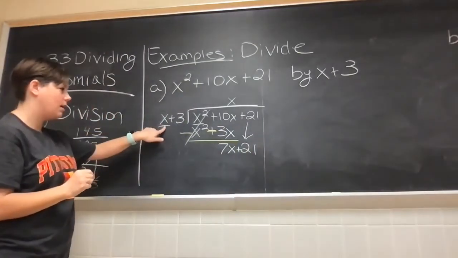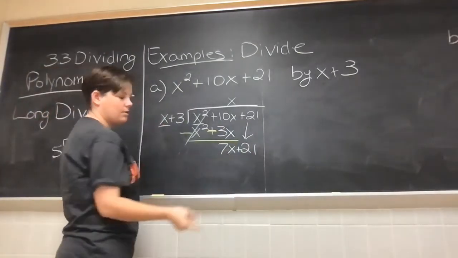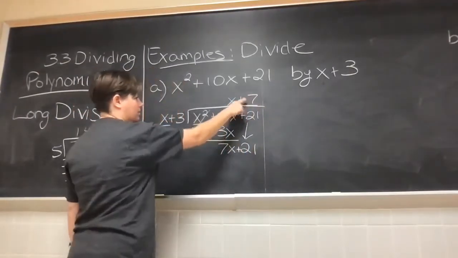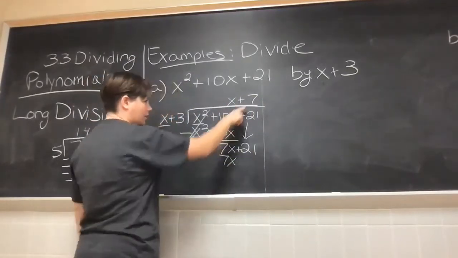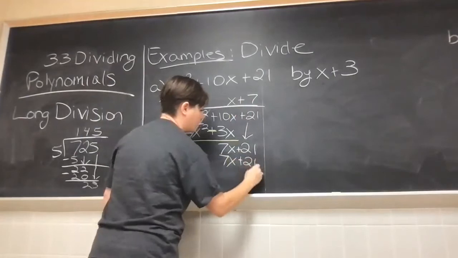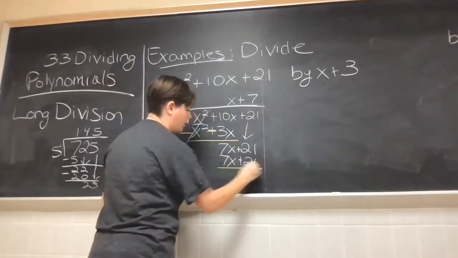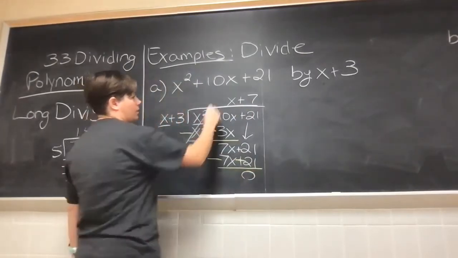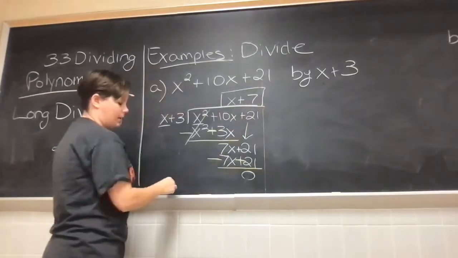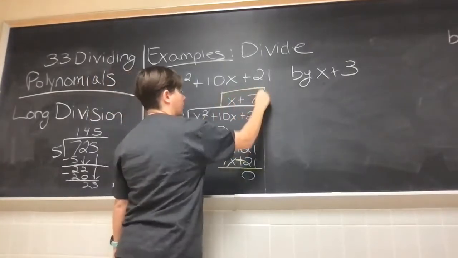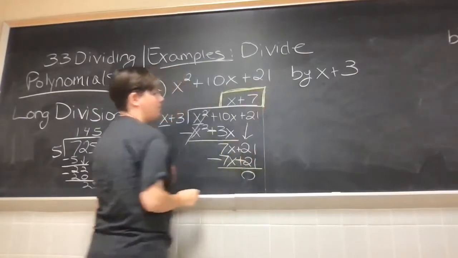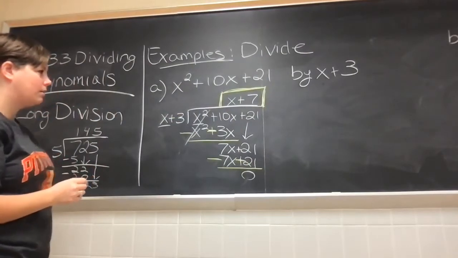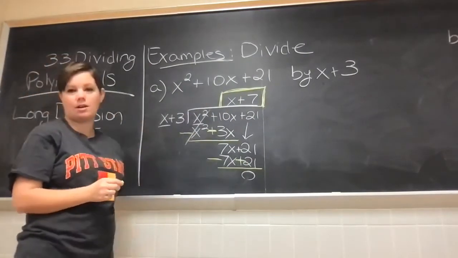Again, I'm going to ask, how many times does x go into 7x? Well, we'd say 7 times. So plus 7. 7 times x is 7x. 7 times 3 is 21. Again, we draw our line, we change our signs, and I'm left with 0. So up here is my answer. I guess I'll do that in my colored chalk. I don't know if the colored chalk shows up on the video very well, but x squared plus 10x plus 21 divided by x plus 3 is x plus 7.